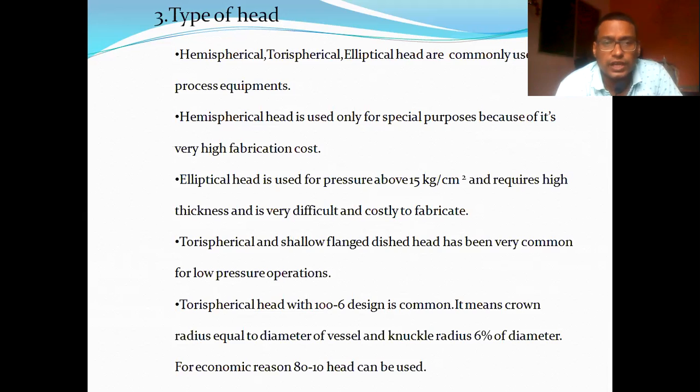And in the toruspherical head, you can have different design considerations, that is the 100-6 design, which is the common one. However, the 80-10 design is going to give you the economic head. Now 80 is your crown radius and 10 is your knuckle radius, 10% of the vessel diameter. In the 100-6 case, 100% of the vessel diameter is your crown radius and 6% of the vessel diameter is your knuckle radius.